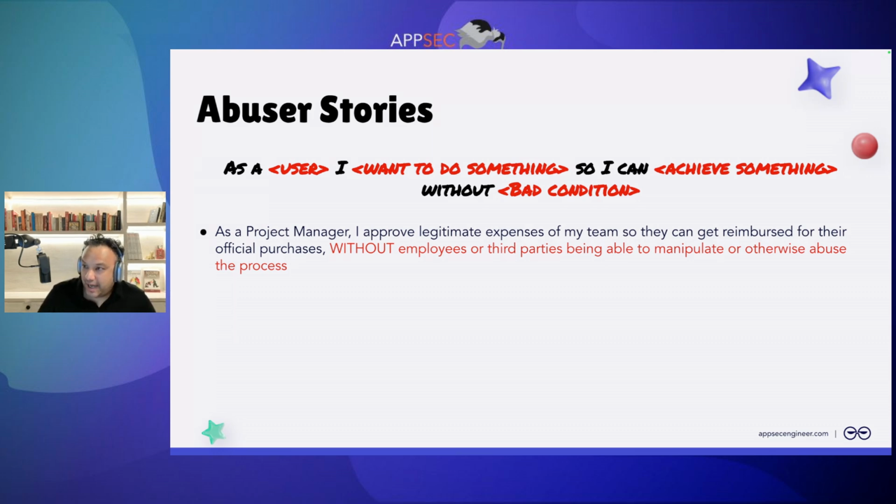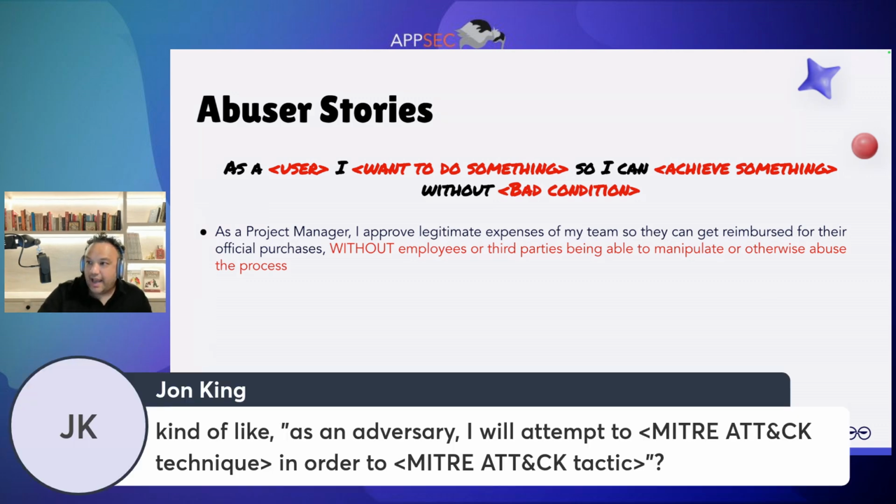The idea is to capture the negative condition, to say that, look, I want this to happen without the negative condition happening. You can also do what John has written, right? As an attacker, I want to get my illegitimate purchases approved through the system, right?